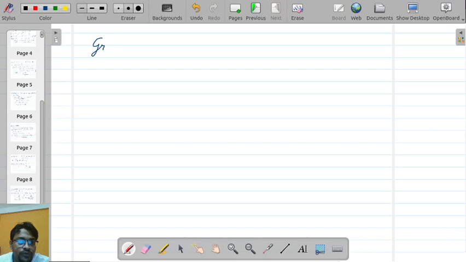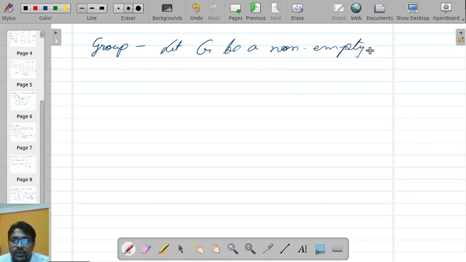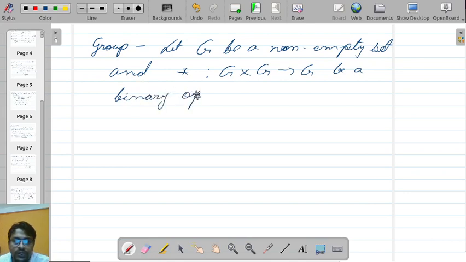The definition of a group. Okay, so let G be a non-empty set, and let star, from G cross G to G, be a binary operation on G. Then G with star is said to be a group.